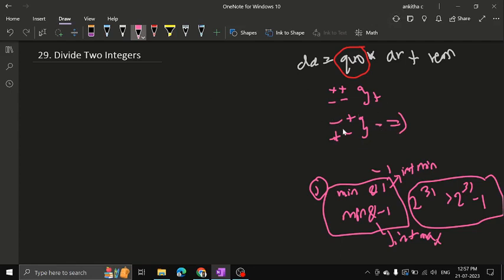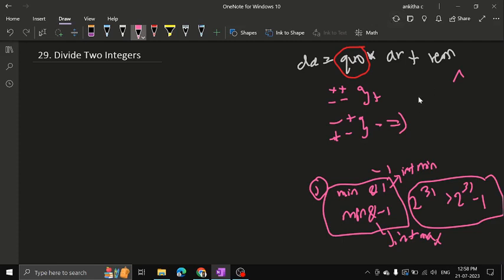So how do you get to know whether one of them is negative? For that you can use the XOR operator. XOR means if either of the operands is negative, that is, the signs are alternate, then the answer will be negative.